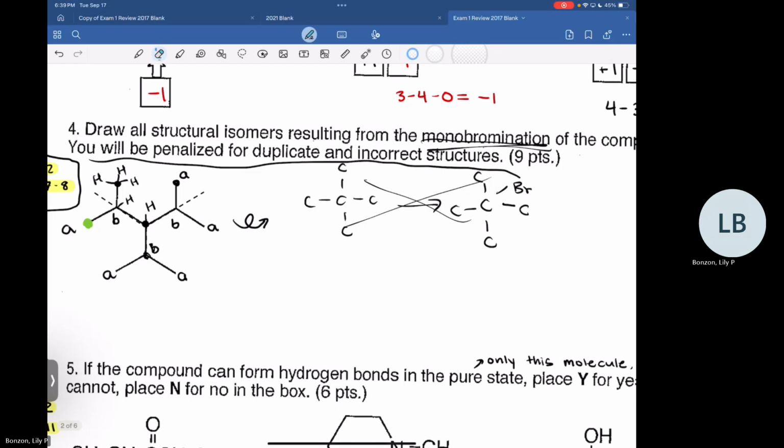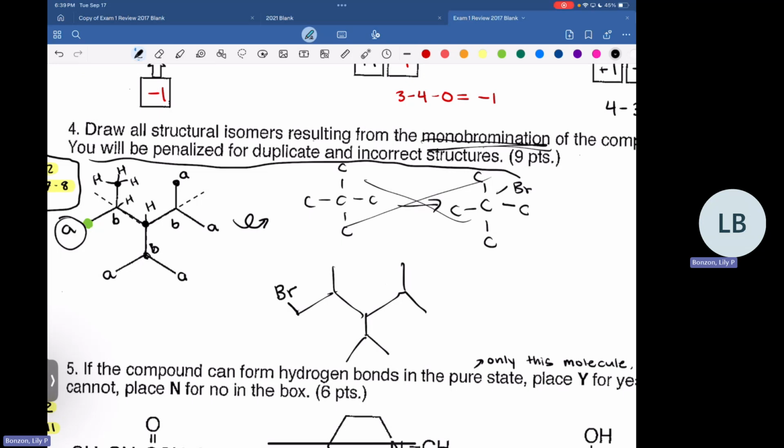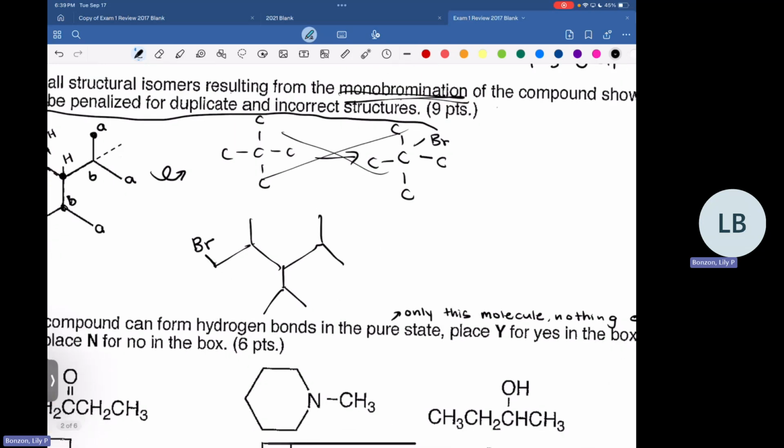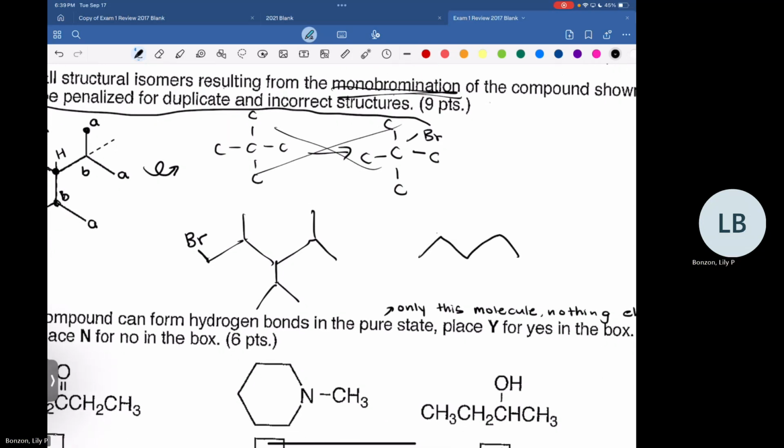So I'm just going to redraw the molecule. And so for our first monobromination, I'm just going to replace one of the hydrogens at this A carbon. So the way you're going to draw this is you're literally just going to draw a little stick off of it and put a bromine there. And so that's 1. Again, we don't want to do any duplicate structures. So if we put a bromine here or at any one of these carbons, that would be considered wrong. So really make sure you're watching out for the duplicate structures.